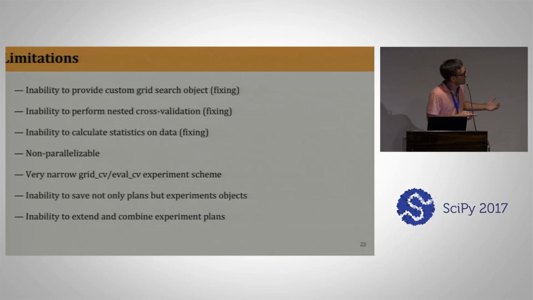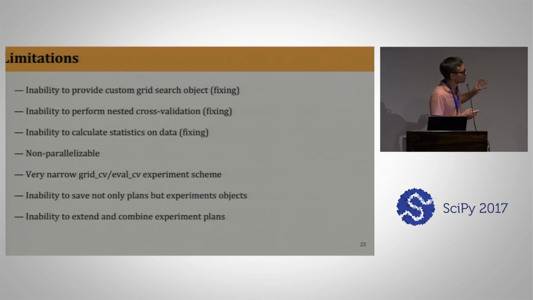So it's non-parallelizable, although the experiment plan allows you, at least in theory, to parallelize it pretty neatly. You can just split your pandas table and perform parts of the table on different nodes of the cluster, for example. We have a very particular, very narrow experiment scheme. We have grid search, we have eval CV, but it would be nice to have a more flexible experimentation scheme.